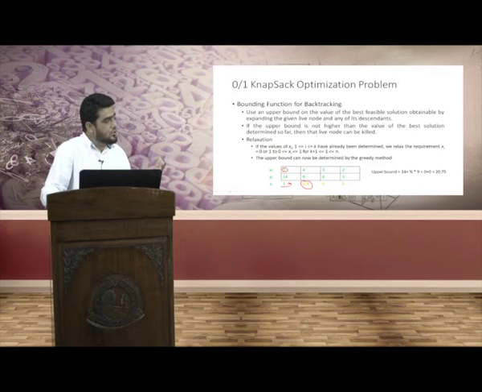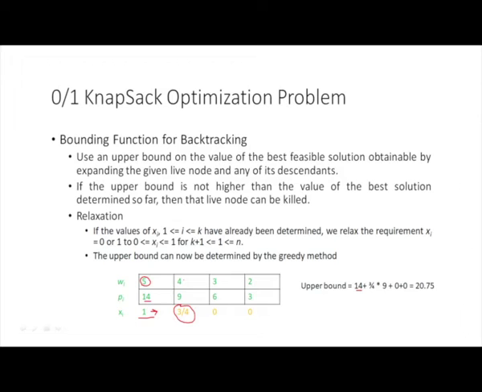So how much profit do we get from this? The profit, or the upper bound, or the maximum possible profit is 14, which was the first item, then 3/4 into 9 for the second item. Since by considering 3/4 of the second item the knapsack would be full, the remaining items cannot be included in the knapsack. So this is the upper bound that can be obtained if we expand this current node. This is the best possible profit that can be gained if we consider the first item.